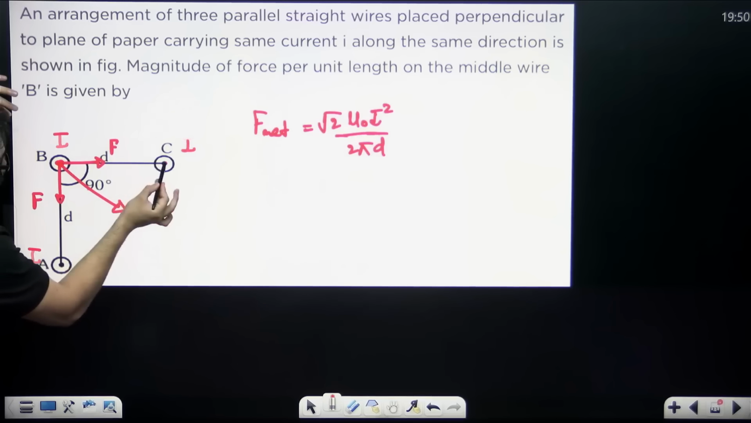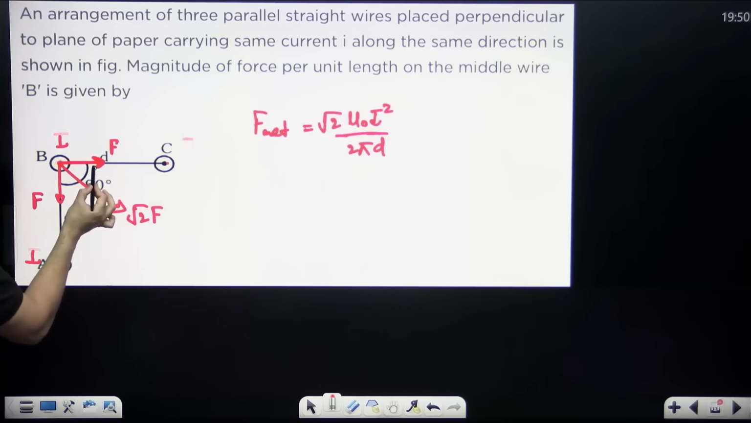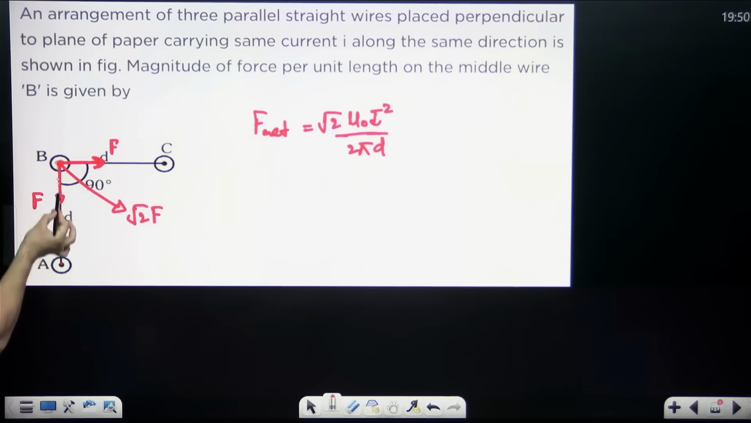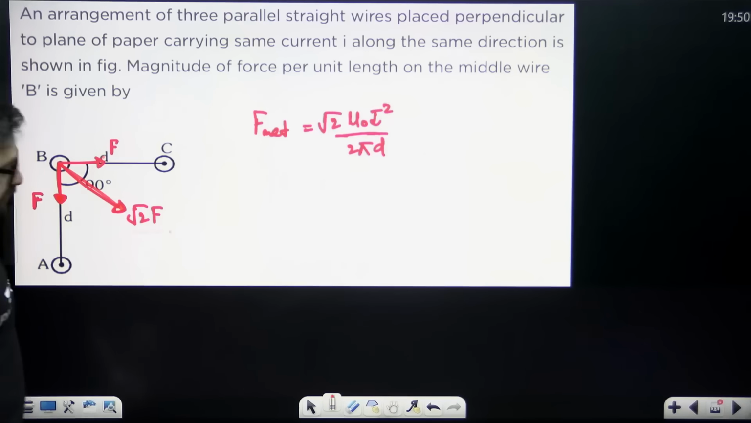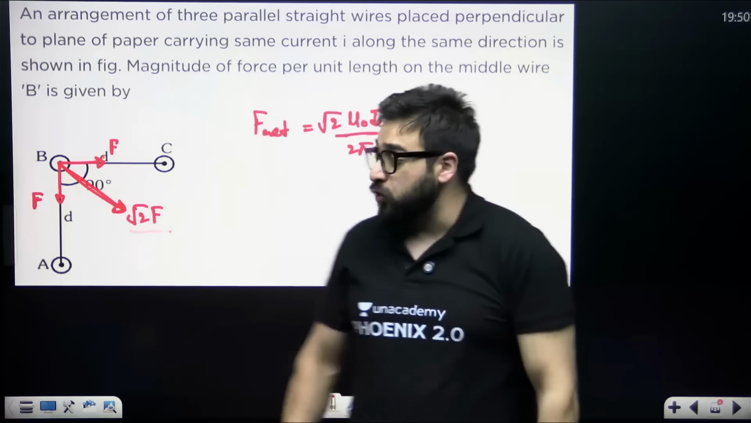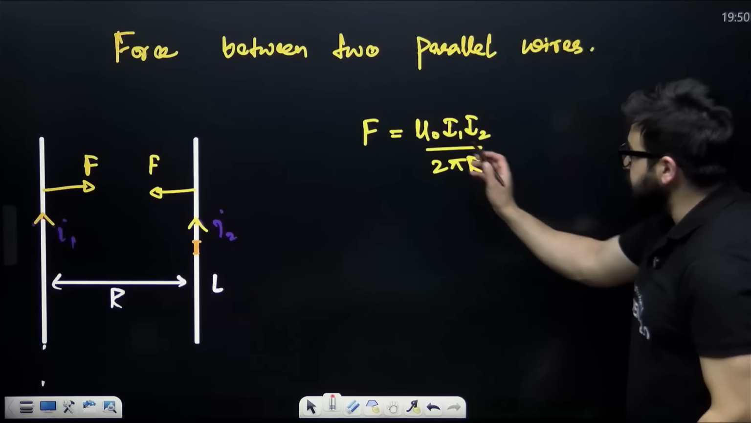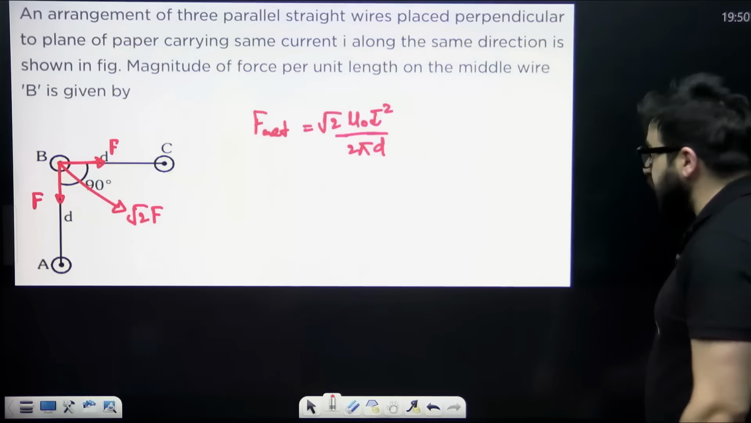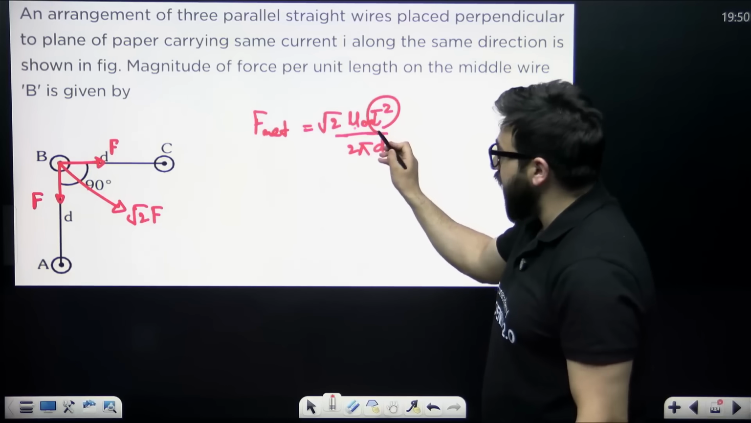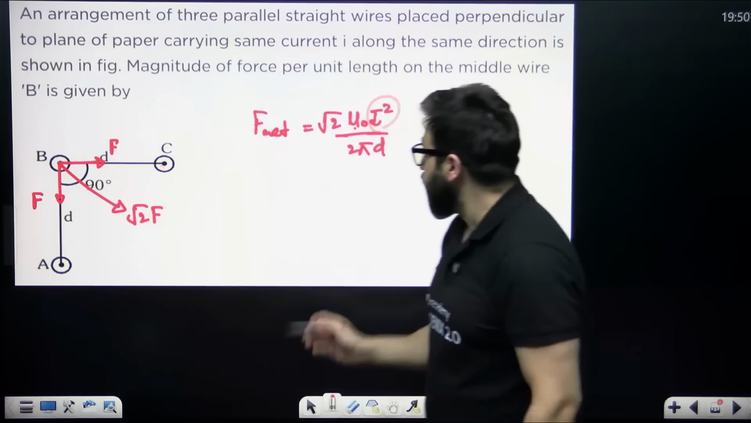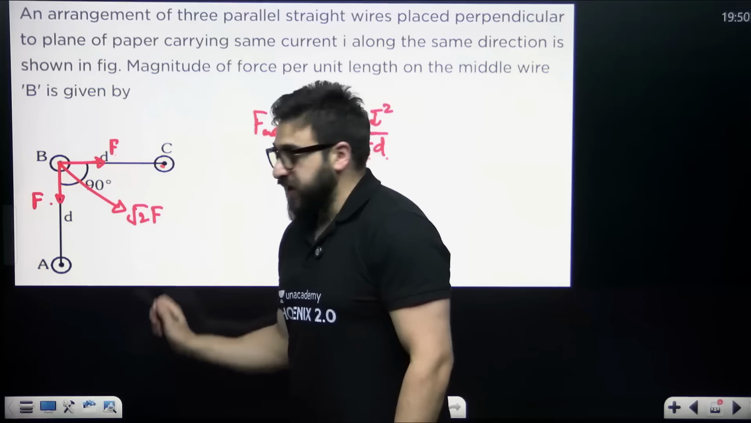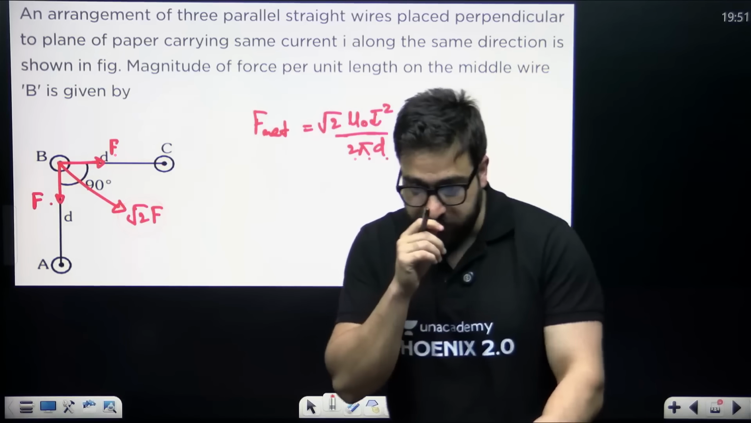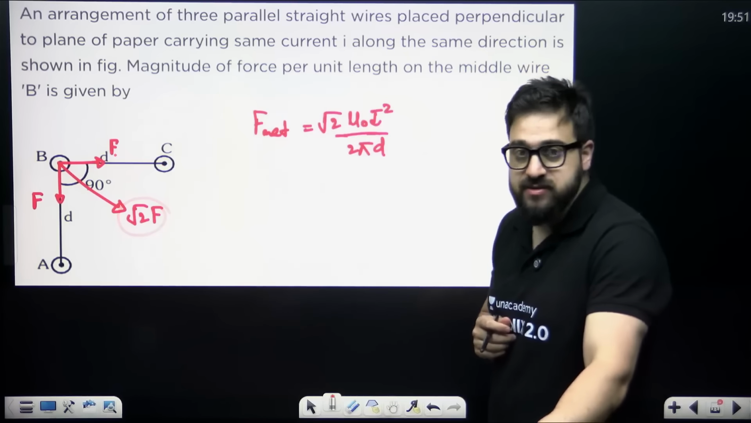On this middle wire, this C wire is going to attract it with a force F. This A wire is also going to attract it with a force F. Now the resultant of this F and F is going to be root 2 F. I recently told you this F will be mu naught I1 I2 divided by 2 pi R. So here it is mu naught I square, because I into I becomes I square, divided by 2 pi into D. Why? Because when you have two forces at an angle of 90 degrees, the resultant is going to be root 2 into F, my dear NEET aspirants.